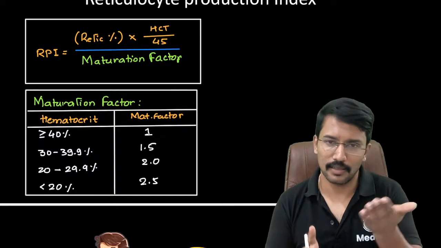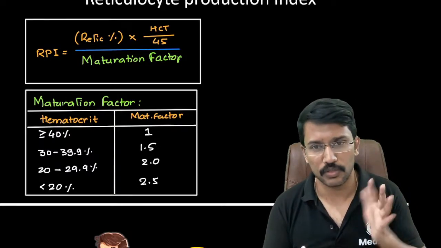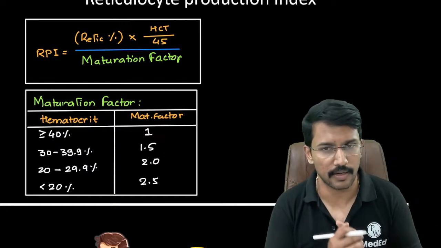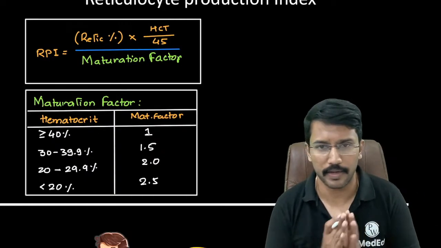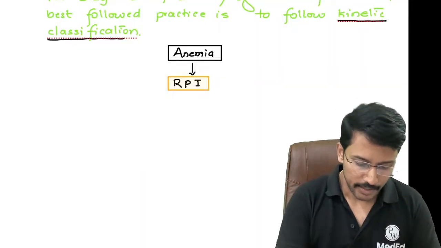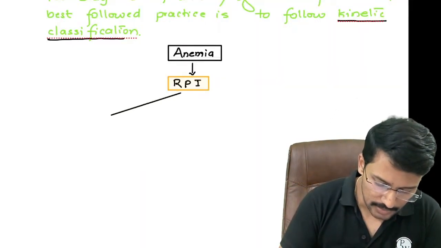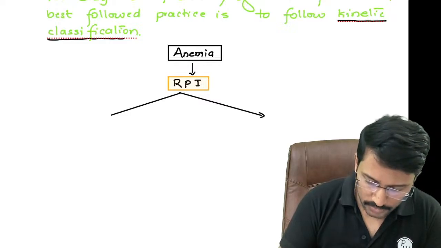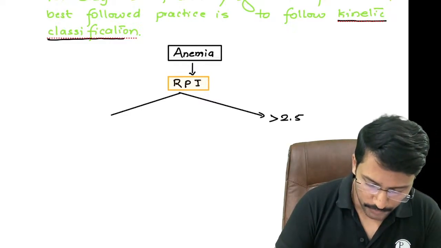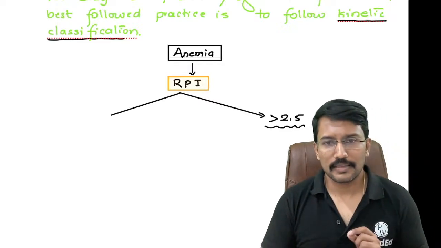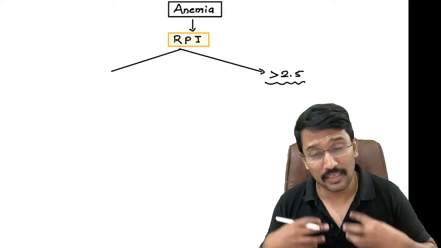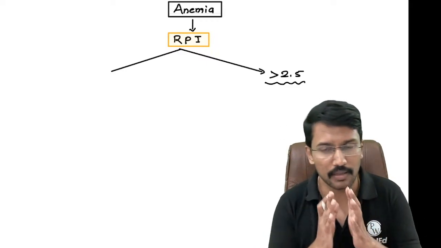In clinical practice, the laboratory reports come with a printed reticulocyte production index value, or there are easily available mobile calculators or apps. We can just feed in the information and we will get the result. So once I know the reticulocyte production index, if it is more than 2.5, what does that indicate? It indicates that the RBC production in the marrow is not disturbed. There is an increased amount of RBC production happening in the marrow.